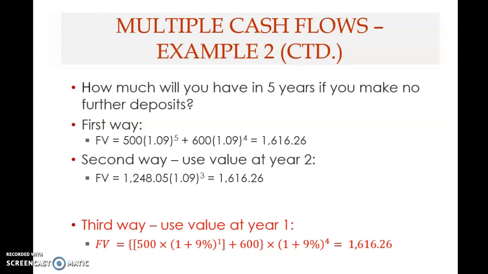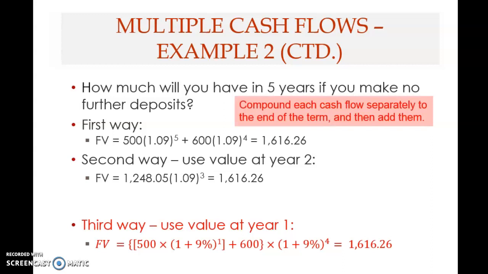Alright, so we have seen that this same problem can be solved in different ways. You can compound each cash flow separately, like what we did here, the first way, to the end of the term. So this is the 5th year cash flow. This is also the 5th year cash flow. That means the value of this cash flow is at the end of year 5. This is also the value of the cash flow at the end of year 5. Then you can add them. So this is the first way.